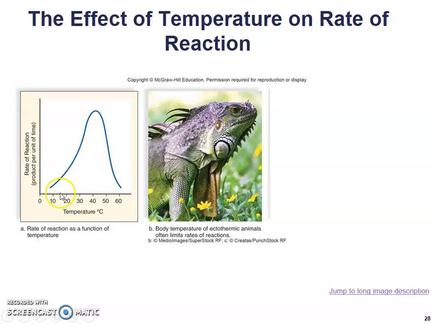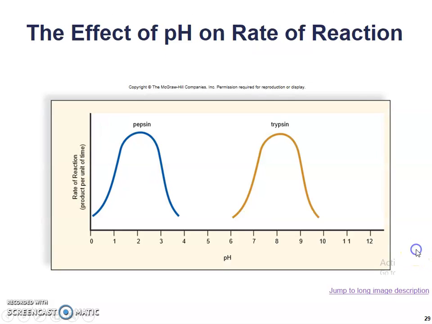So here we have a graph showing the rate of reaction as a function of temperature. There's an optimum temperature of about 40 degrees for this enzyme to work. Body temperature of ectothermic animals often limits reaction rates. So cold-blooded animals, whenever it gets cold, their body can't go through the reactions, and normally they will hibernate or do some other kind of process similar to hibernation.